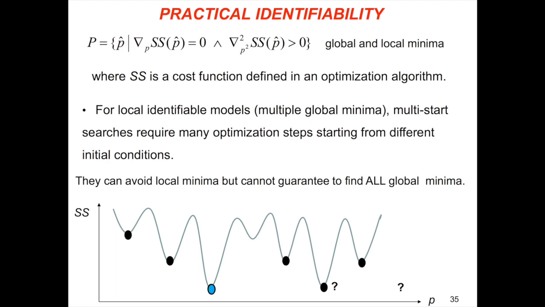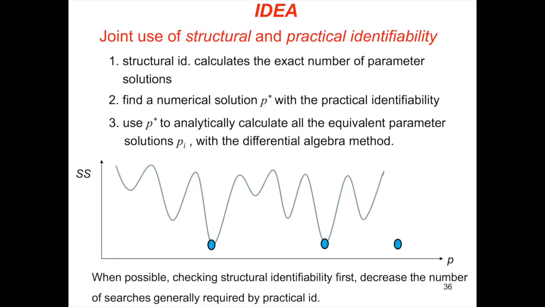Parameter estimation is based on the definition of a cost function, and you have to find the global minimum. There are very strong multi-search algorithms that are able to avoid the local minima, but they cannot guarantee to find all global minima. So we wanted to combine the two approaches: first use structural identifiability to calculate the exact number of global minima, then use numerical parameter estimation to find one of these solutions, and then go back to the structural analysis, to the Gröbner basis, to get all the equivalent solutions that the experiment gives.